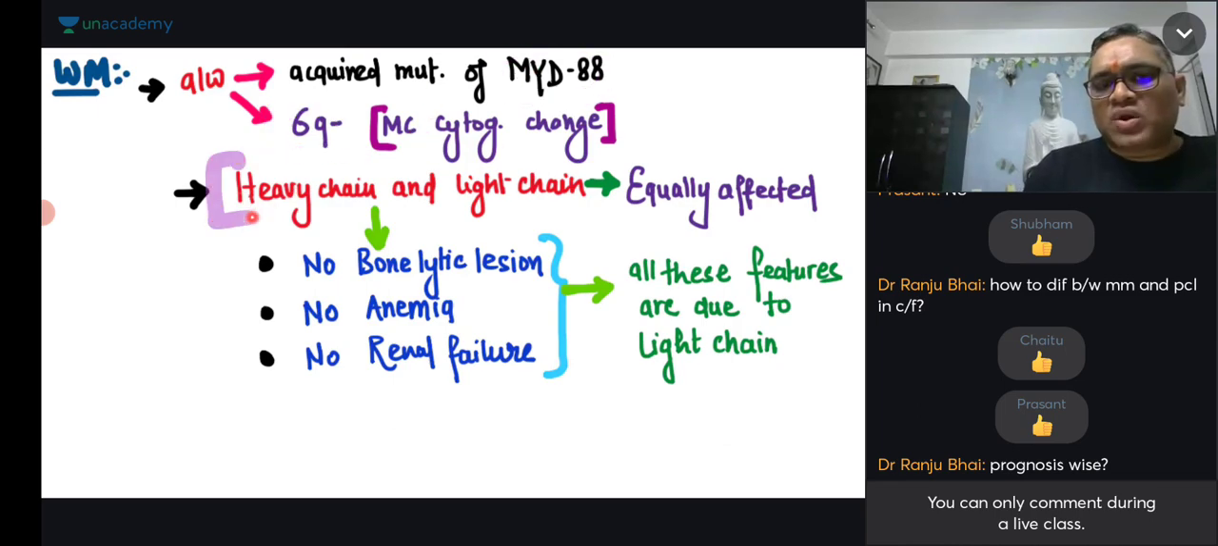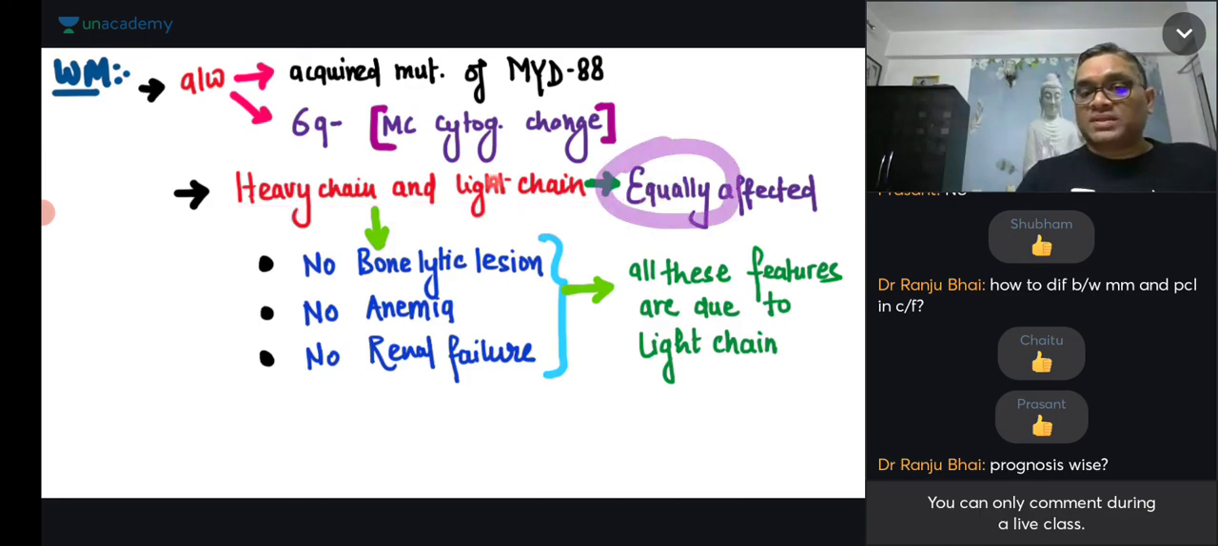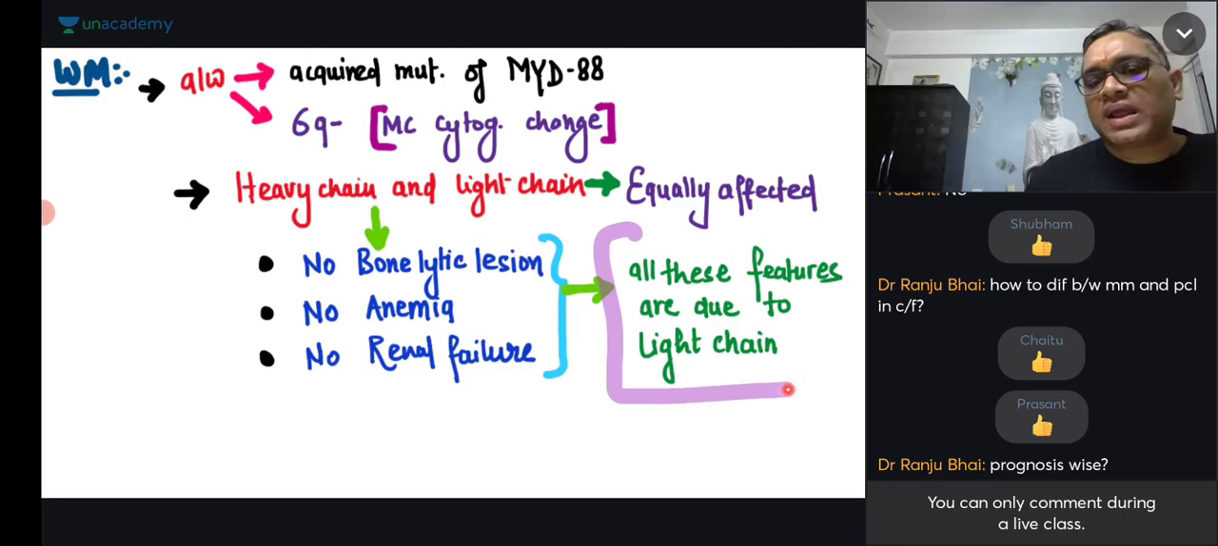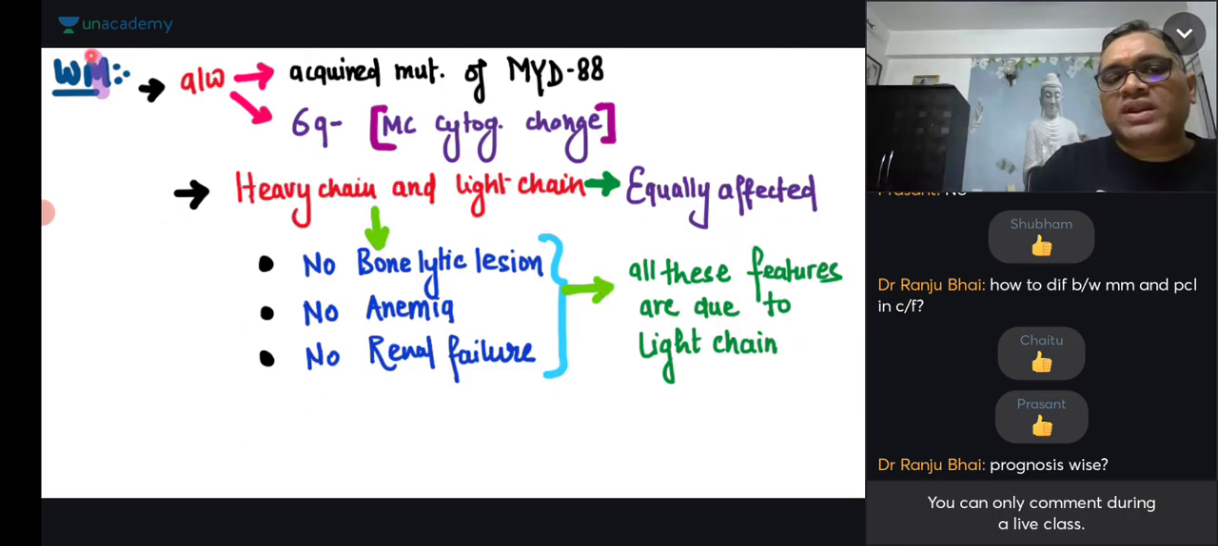Right. Here, what is the problem? Heavy chain and light chain are equally affected. See, in multiple myeloma, light chains are commonly affected. That is why they have amyloidosis, bone lysis, all these features because of light chain. Here, heavy chain and light chain are balanced, and that is why bone lytic lesions, anemia, renal failure, all these findings are absent. So this is the very important differentiating feature between Waldenstrom's versus multiple myeloma.